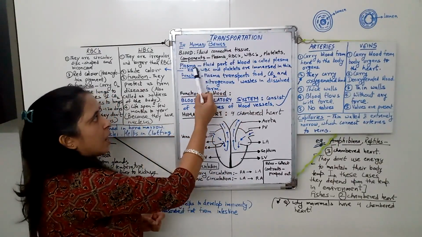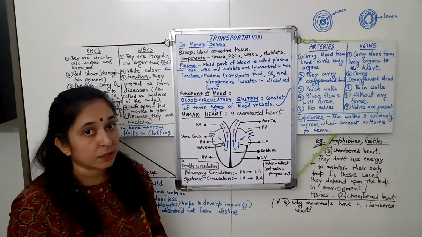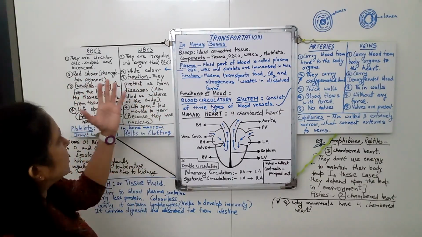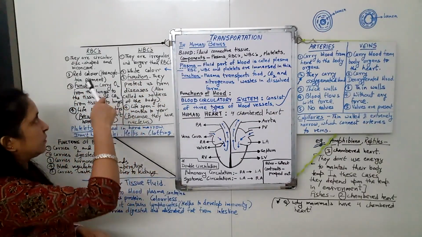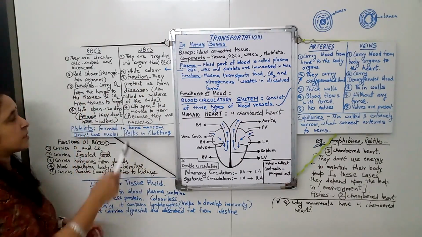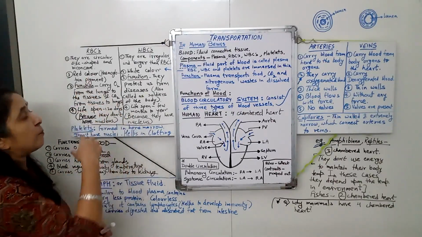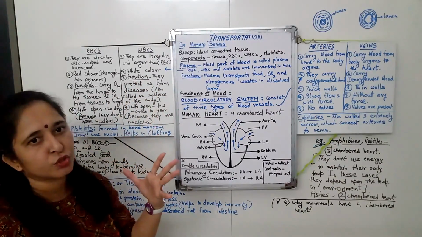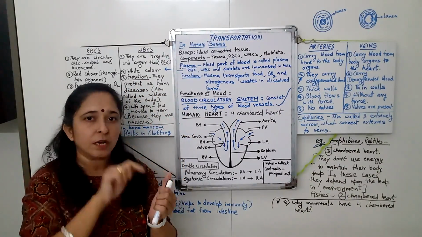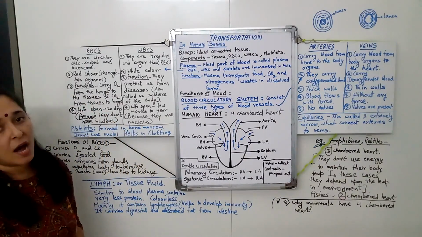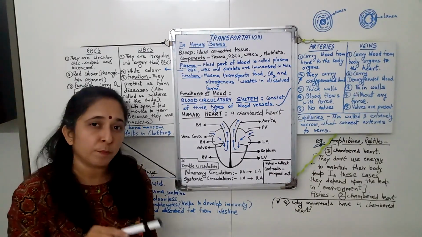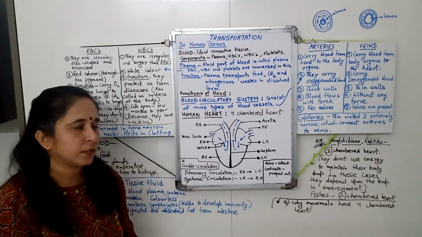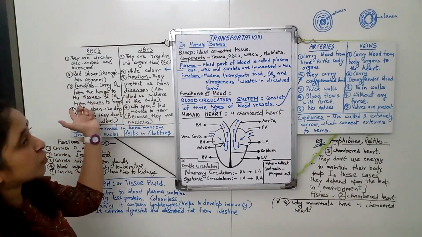Now we will go to the RBC, WBC and platelets. What are they? Here you can see I have written the differentiating points between the RBC and WBC. Now RBC, that is red blood cells, are circular, disc shaped and biconcave. And WBC are irregular in shape but a little bit larger than the RBC. Second one, RBC is of red color because of the pigment hemoglobin, and WBC is of white color. Third one, the functions of both.